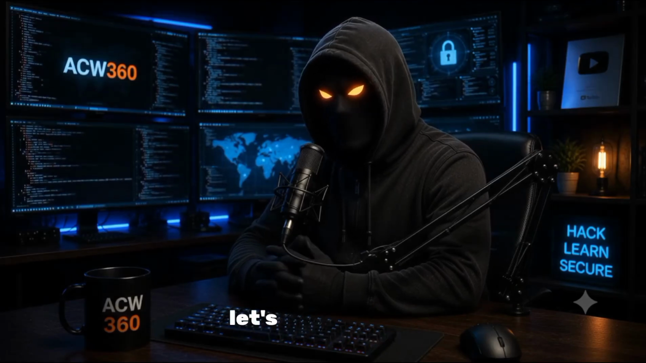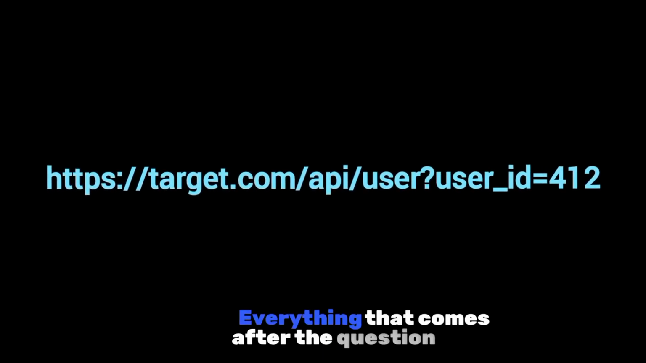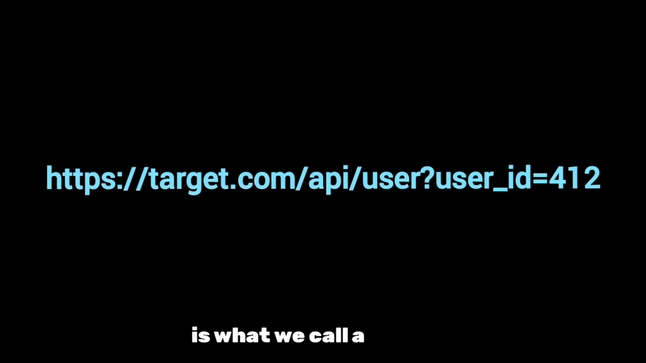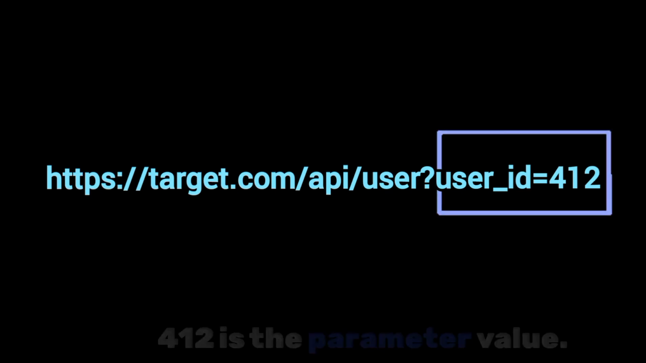Before we run our tools, let's understand exactly what we are looking for. Look at this URL structure. Everything that comes after the question mark is what we call a URL parameter or query string. User_ID is the parameter name. 412 is the parameter value.